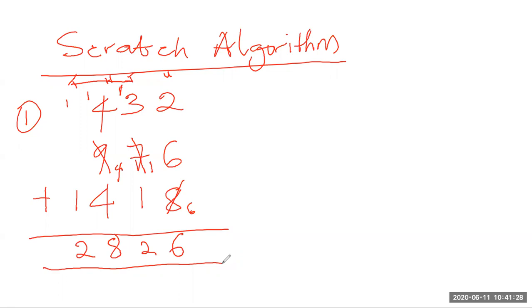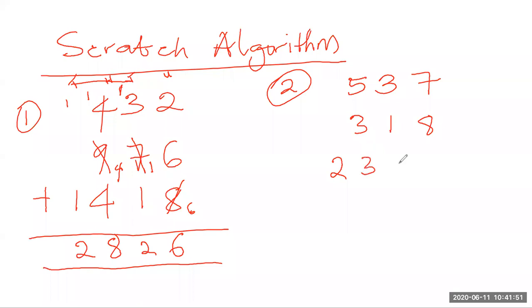Okay, we'll take the second example, number 2. Okay, so we have 537, and then 318, and you have 2,345. We want to add these 3 numbers using the scratch algorithm.